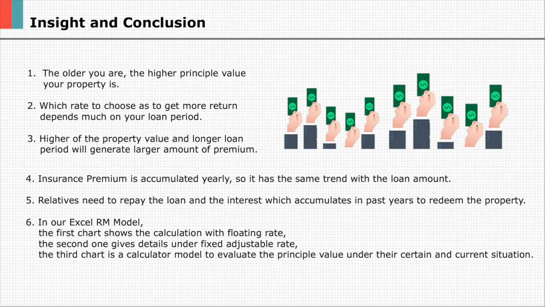So here comes our last part of the presentation, which is the insights and conclusion. The older you are, the higher the principal value of your property is. The next point is that it depends on your own loan period. You can choose what kind of rates to get more returns, and the higher the property value and the longer the loan period, the larger the amount of premium generated. The insurance premium is accumulated yearly, so it has the same trend as the loan amount. The relatives need to repay the loan and the interest accumulated over the past years to redeem the property.